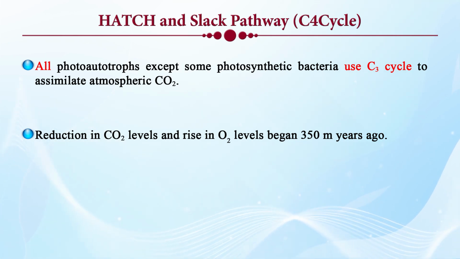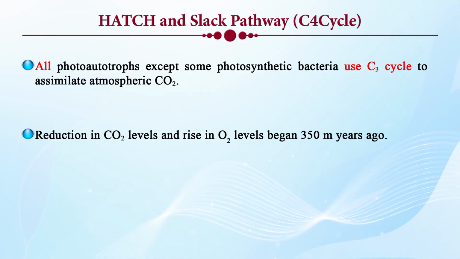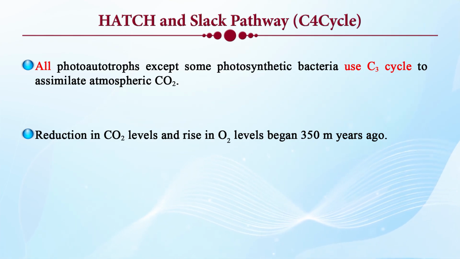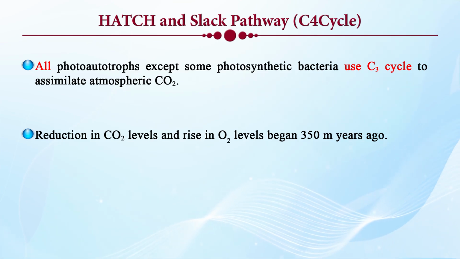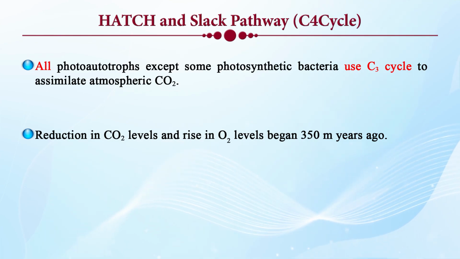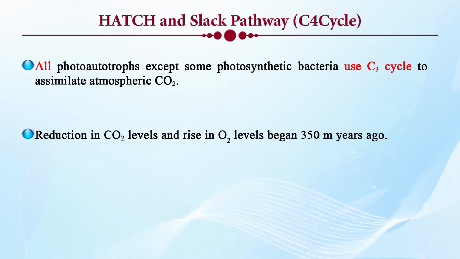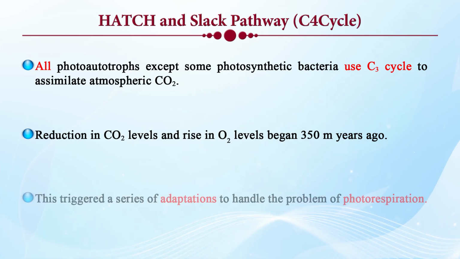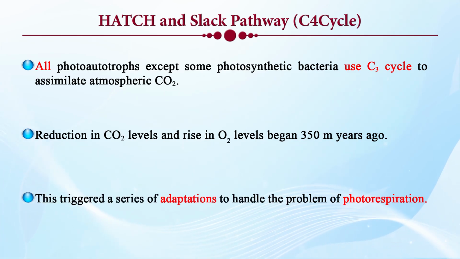gradual reduction in the carbon dioxide levels, which were initially very high, and oxygen started building up. Now a certain threshold level would have come, say around 350 million years earlier. Now when this so-called oxygen revolution came into existence, this must have triggered a series of adaptations, because now oxygen was a bit higher and this led to the problem of photorespiration.